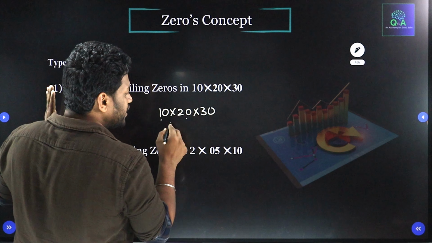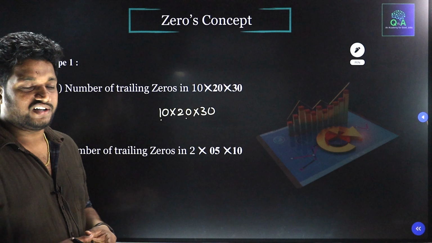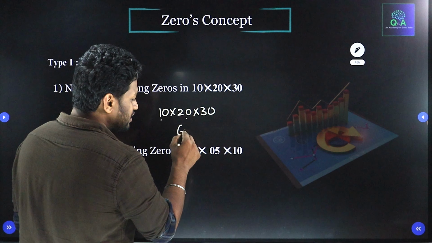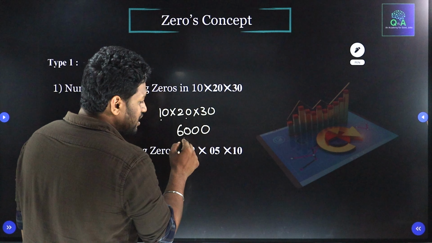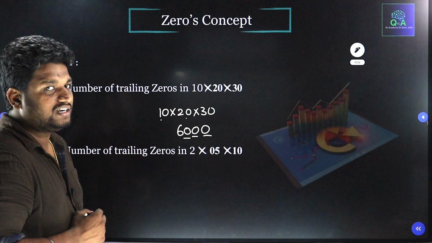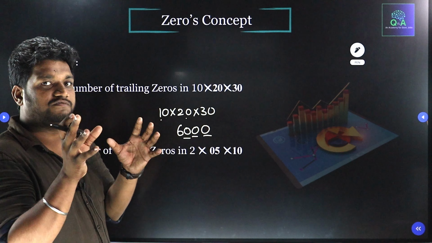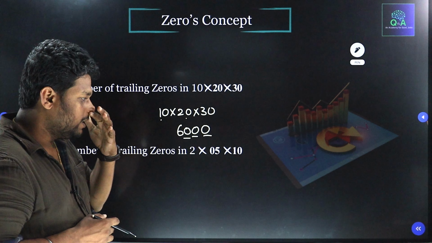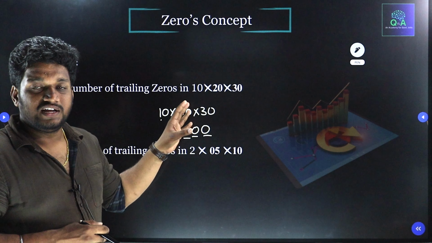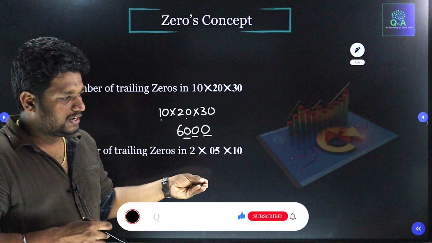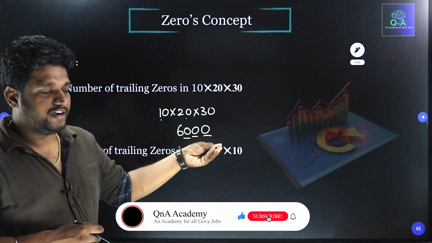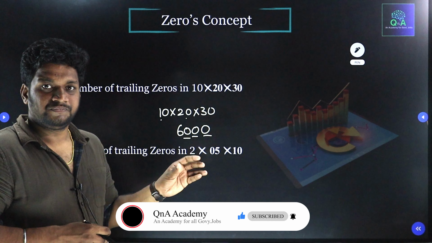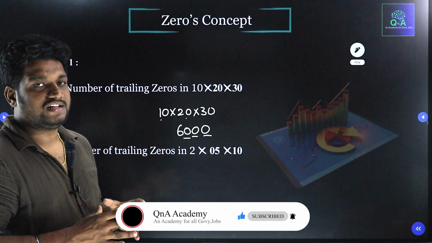What is 10 into 20? 10 into 20 is nothing but 200. 200 into 30 will be what? 200 into 30 will be 6,000. Now in 6,000, how many trailing zeros do I have? 3 trailing zeros. This is how you have to find how many trailing zeros you have in 10 into 20 into 30. But the questions will not look in the same way. They will not look very easy as well. So they will change the approach a little bit, and if you know the approach, the answer is going to be very easy for you. You can solve each and every question in the trailing zeros concept within a fraction of seconds.